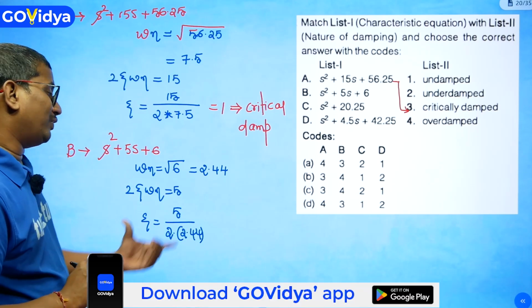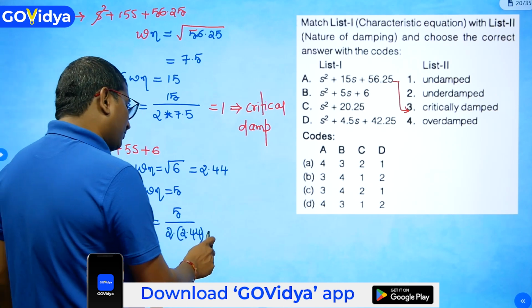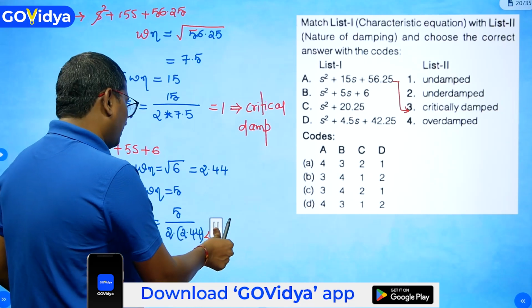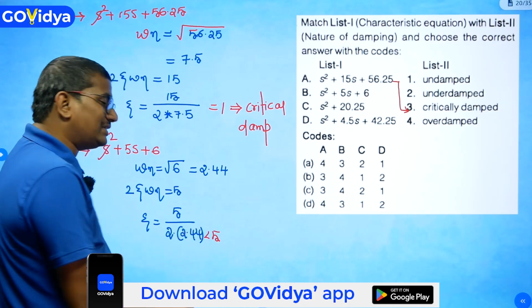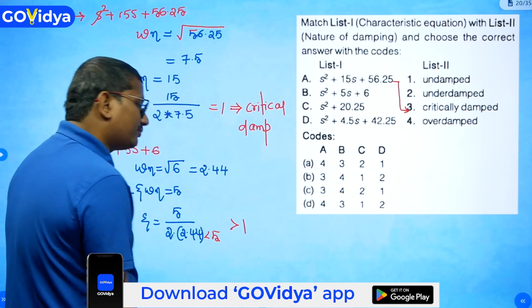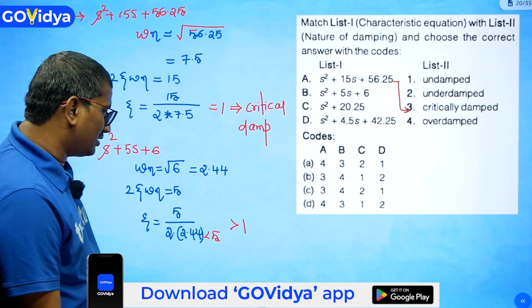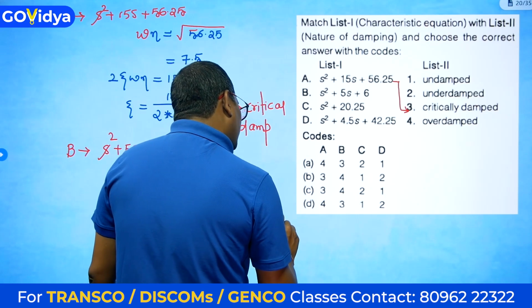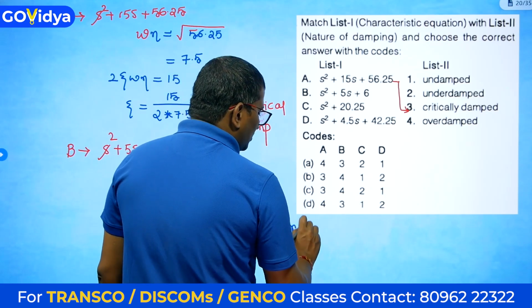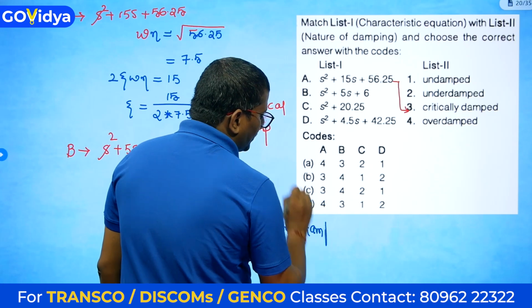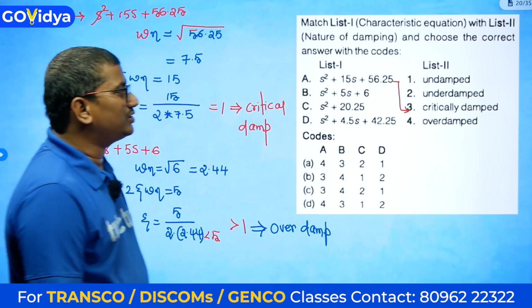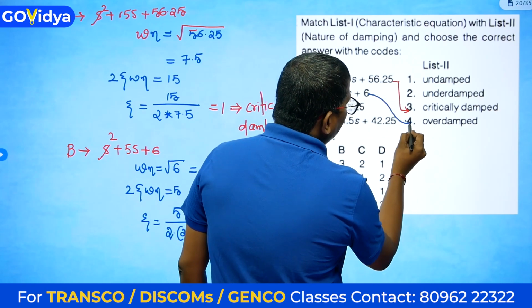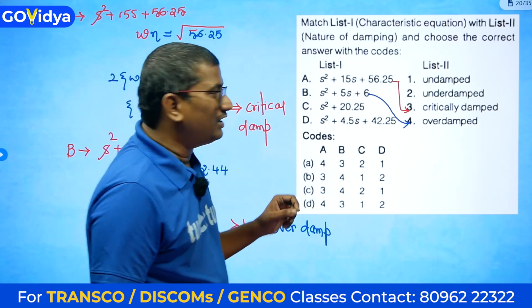So its denominator value is definitely less than 1, I can say. So something less than 1, less than 5. So 5 by something less than 5 will always be greater than 1. If it is greater than 1, we can say that it is what? Overdamped. This is called overdamped. So which is that? This one is overdamped.